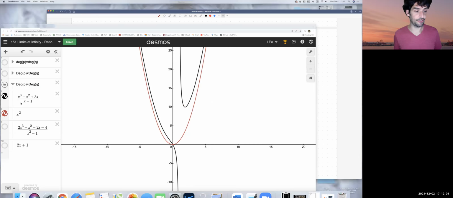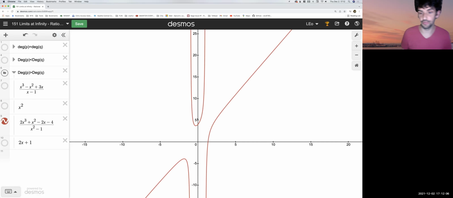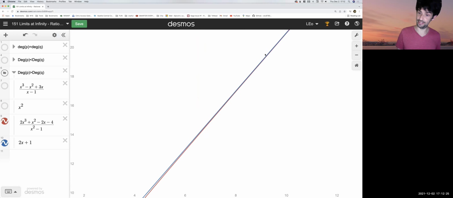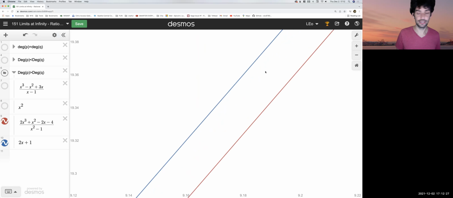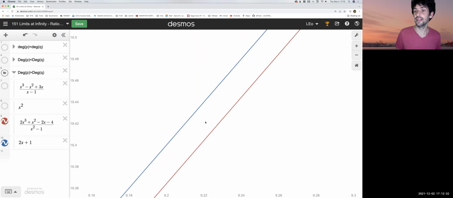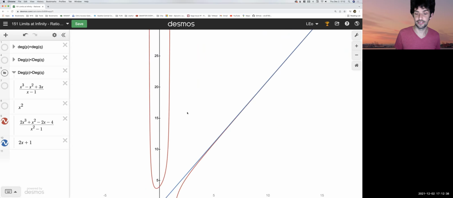So let's look at a graph now of those two things. Here's our original function, the one we just took the limit of. We saw that as x went to positive infinity, the limit was infinite. But here's a graph of 2x plus 1. And look what happens away from 0. This graph looks almost the same. The difference between them is that minus 3 over x squared minus 1. That accounts for this space. And the further out we go, the smaller that difference gets.